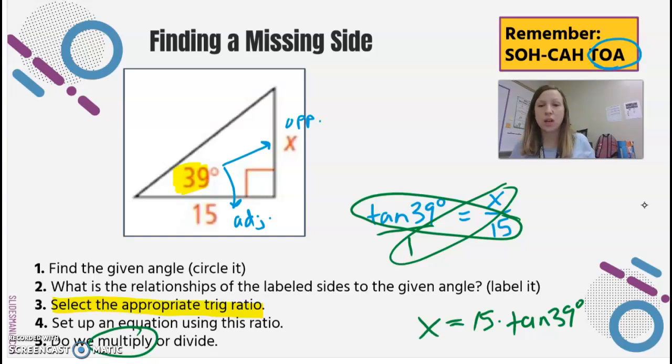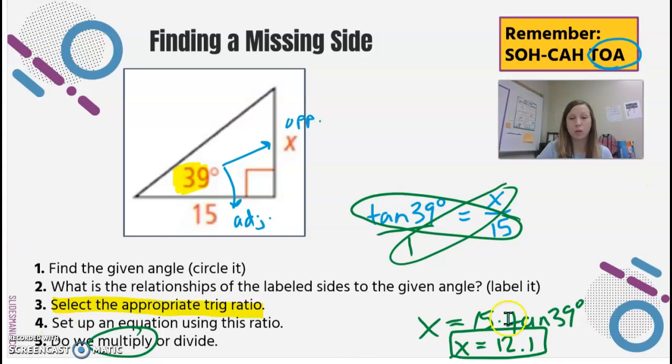So you can use your cell phone calculator, or at least for my students, I had them download the Desmos Scientific Calculator. So if you pull that calculator out, all you need to do is type in 15 times tangent and then put in 39 degrees. Okay. And we get 12.1. We're going to round to the tenths place. 12.1.